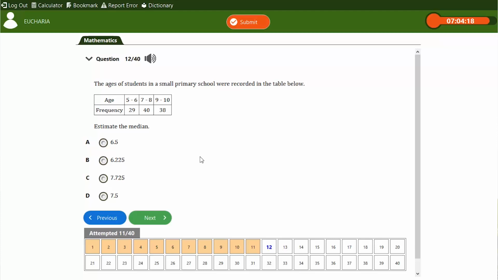Still the same table, but we are asked to find the median. Wow, median. This is still grouped data. So they're asking you to find the middle number, as you would with ungrouped data.